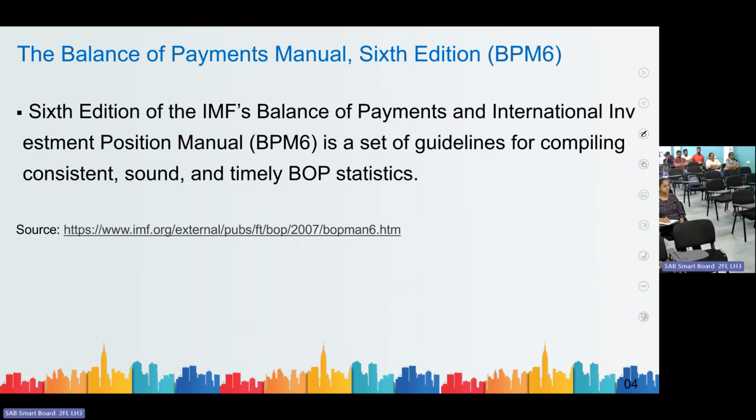So there is a guideline document, a guideline book, available for countries in reporting, which provides guidelines to report transactions in terms of foreign exchange, and that is published by the IMF, International Monetary Fund.